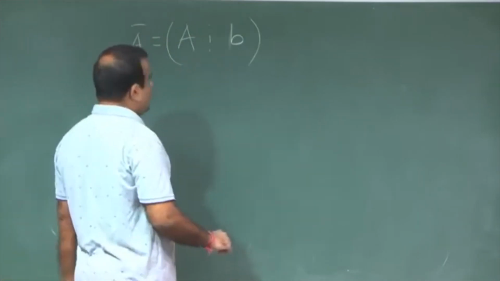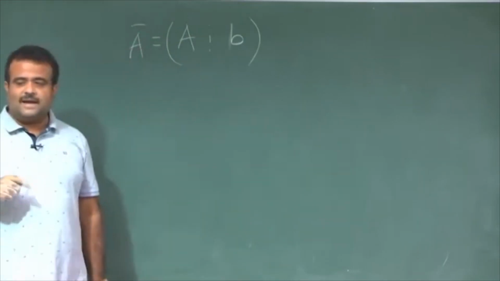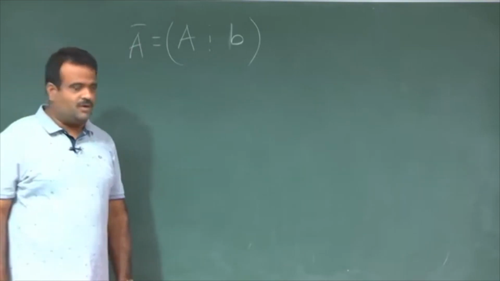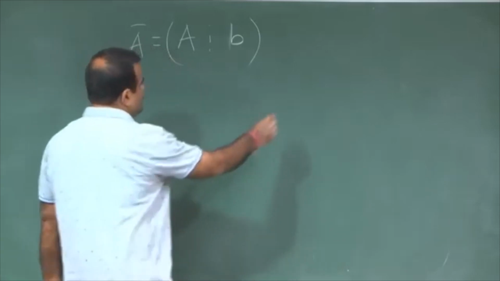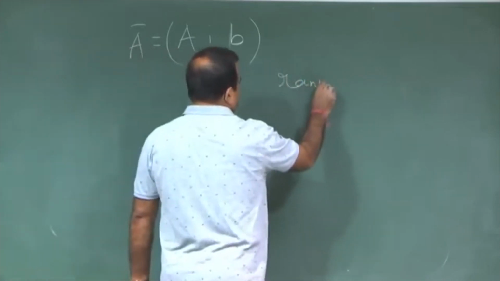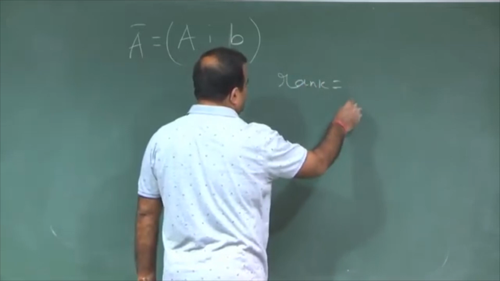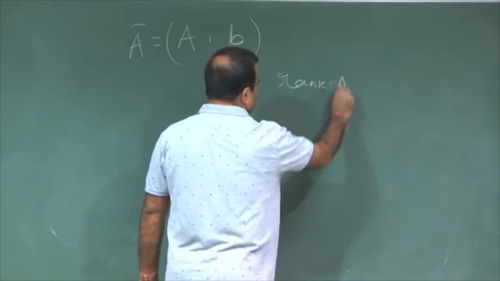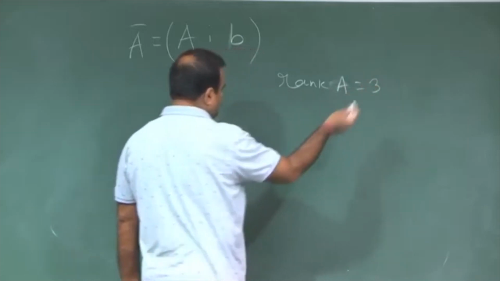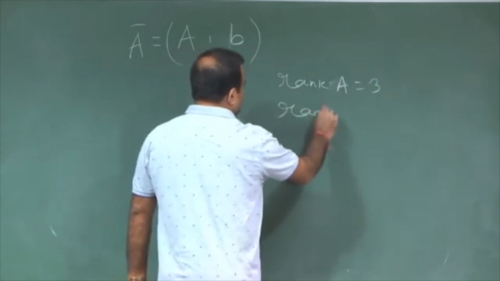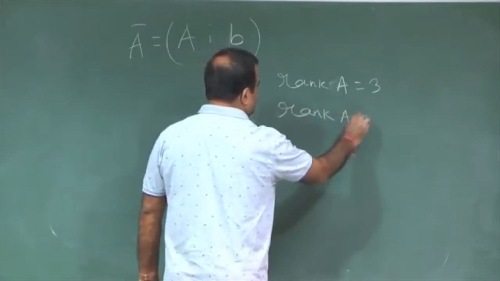Now if the rank of A is less than the rank of the augmented matrix, then eventually what will it end up with? Suppose, for example, the rank of A is 3, and suppose the rank of the augmented matrix is 4.